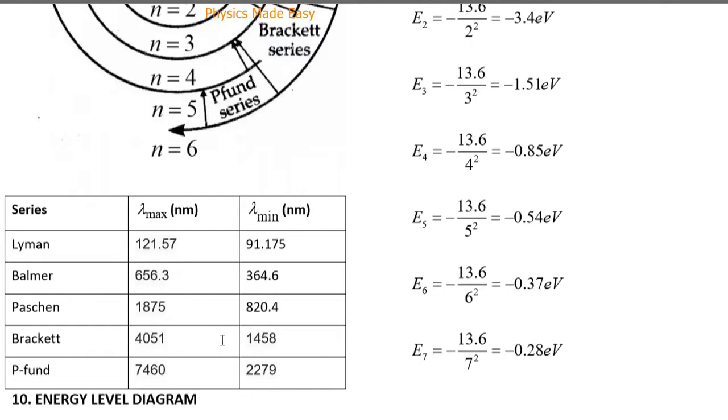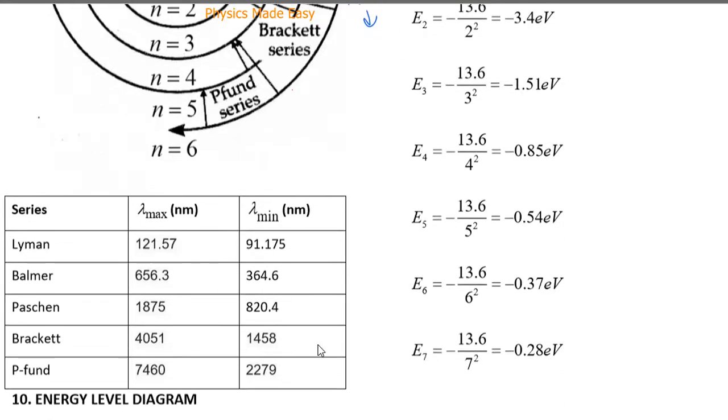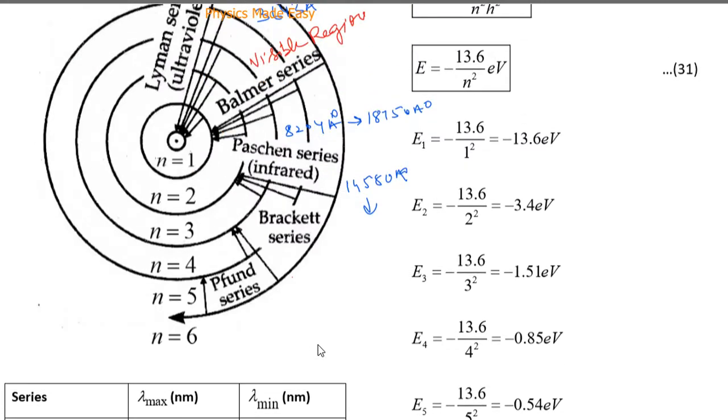In the Brackett series, it goes from 14,580 angstroms up to, you can say, 40,510 angstroms. So this lies in the far infrared. This also lies in the far infrared.